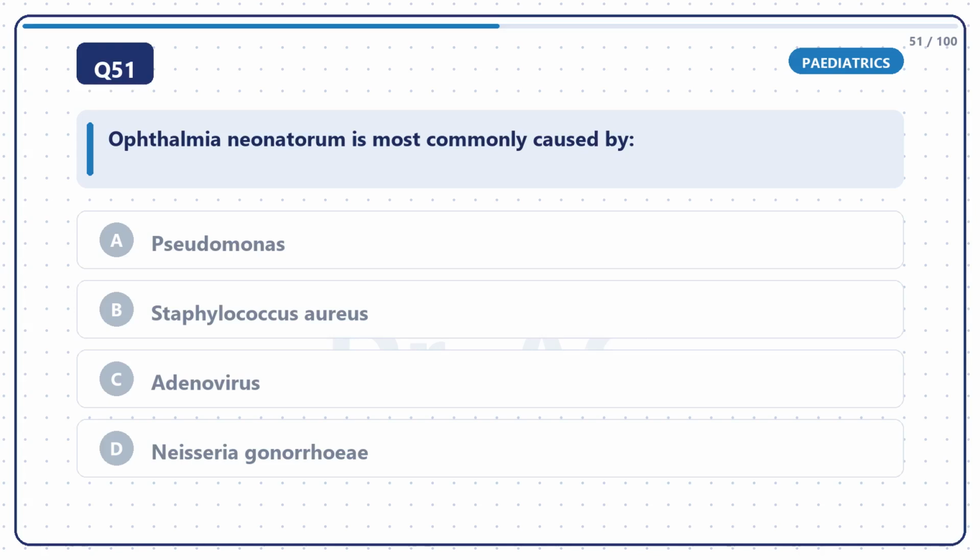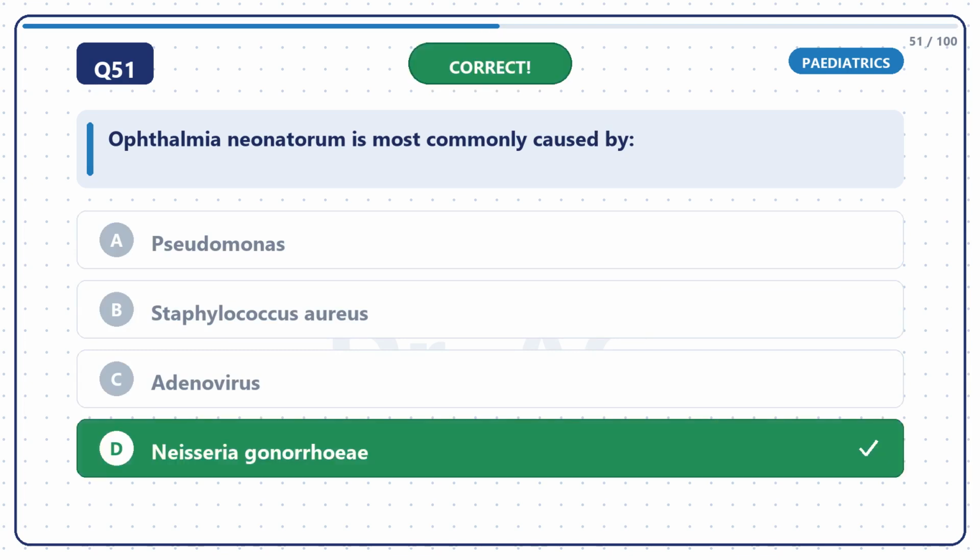Question 51. Ophthalmia neonatorum is most commonly caused by option A, Pseudomonas. Option B, Staphylococcus aureus. Option C, adenovirus. Option D, Neisseria gonorrhoeae. The correct answer is option D.